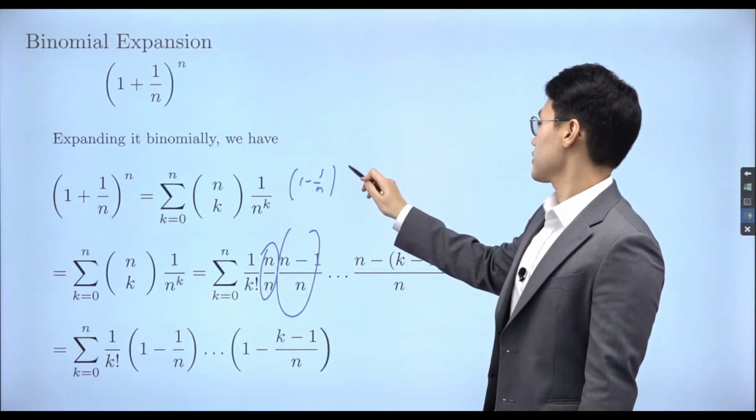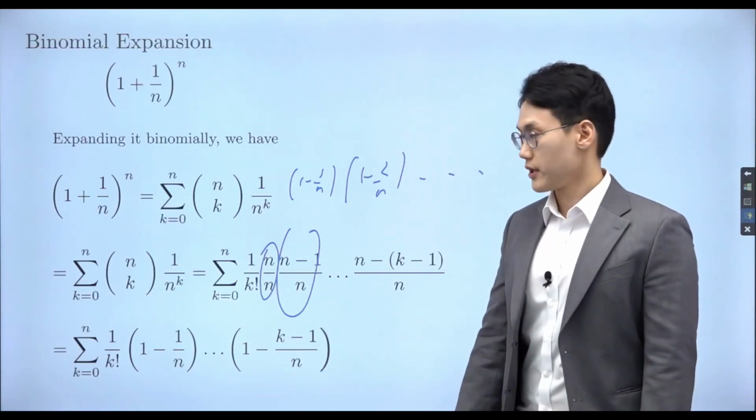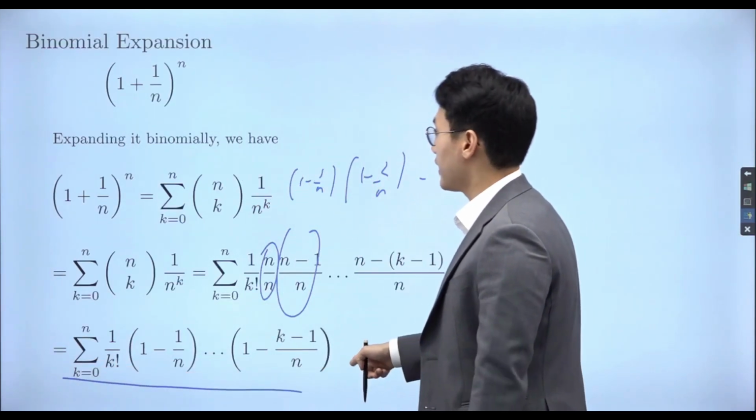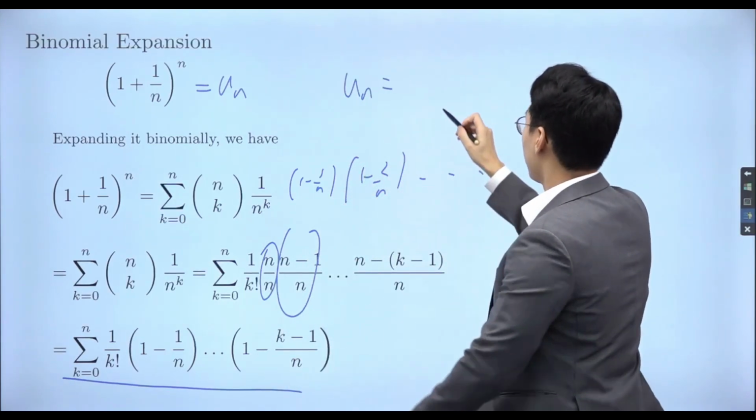And obviously the second term would have been 1 minus 2 over n, etc., and it goes up to the k many terms, from 0 terms to k many terms. So we got this. So that, my friend, is my sequence here. So my sequence is looking like that, you see?